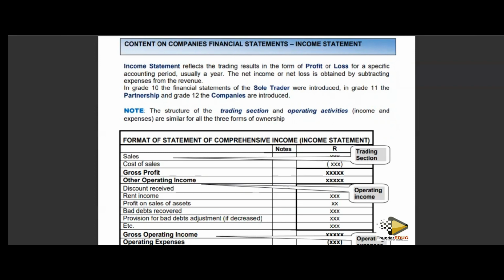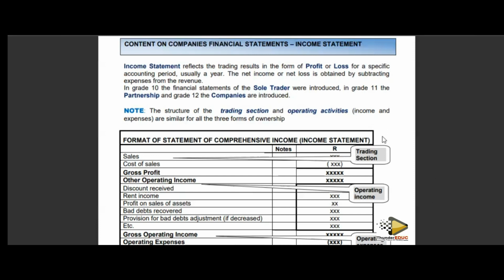Now, I'm going to take this first minute to go through the format. Those of you who did an income statement in grade 11 for a partnership business, it's the same income statement, but we add on some other things, a few items which pertain to the company and which don't pertain to the partnership business or sole trade business. But the principles we follow are the same.